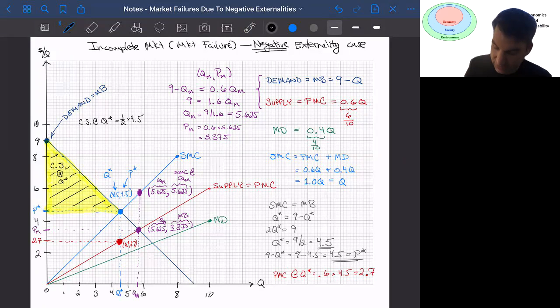And then you can say, well, what is the height? The height is this here, and that's just 9 minus whatever P star is. P star we've already solved for is 4.5, so that's also 4.5. And so 1/2 times 4.5 times 4.5 is 10.125.